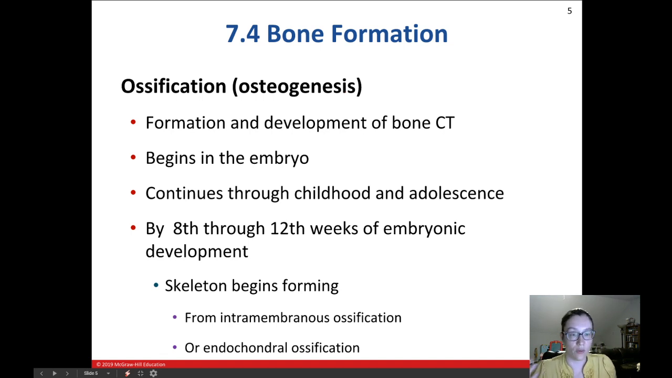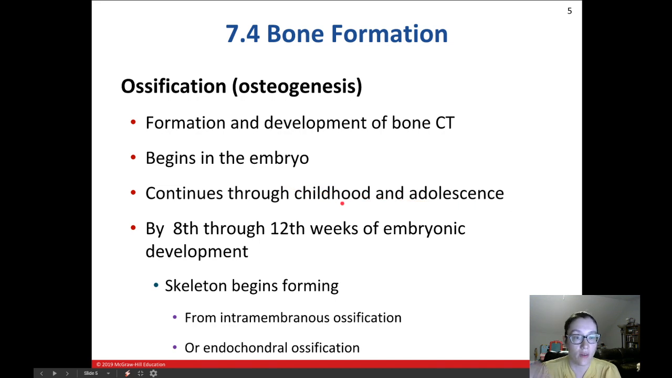So now that we've briefly talked a little bit about that cartilage formation, we're going to move on to bone formation. Bone formation is called ossification, or it can be called osteogenesis. So osteo for bone, genesis for creation. We're creating bone. And this is the formation and development of that bone connective tissue. And as we said, it begins in the embryo, and it's going to continue for a long time through childhood and adolescence.